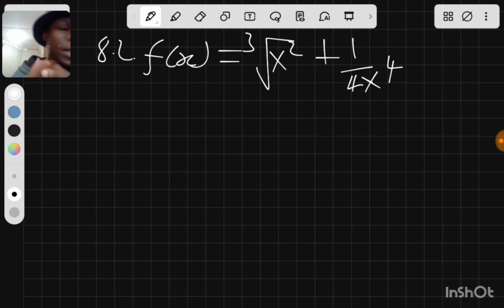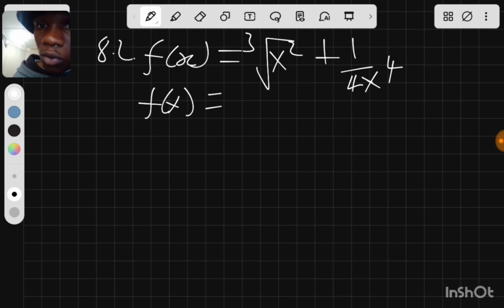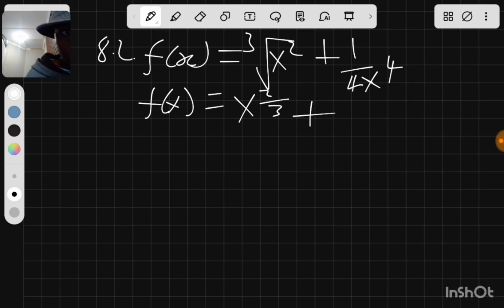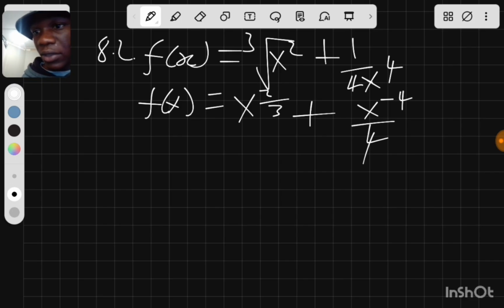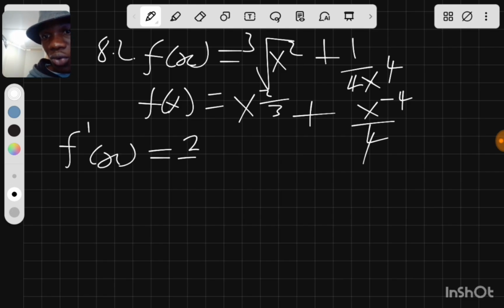Before we differentiate, we must first arrange our variables, x, what we are differentiating. So we are going to have x to the power 2 over 3 plus x to the power 4 over 4. So I think now we can differentiate. The derivative will be this one. This one is going to be 2 over 3x, then 2 over 3 minus 1, which is minus 1 over 3.